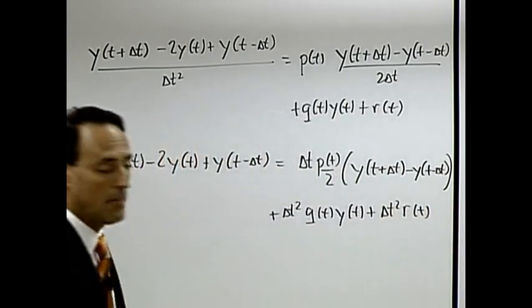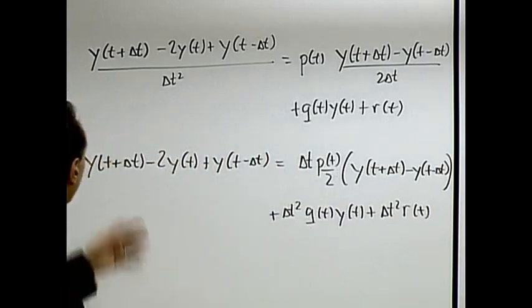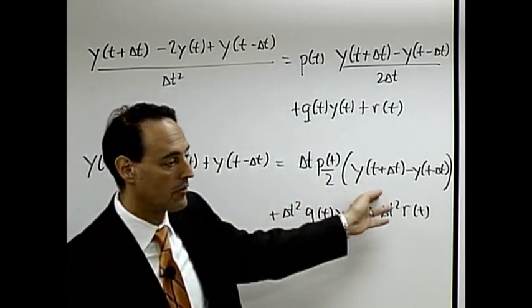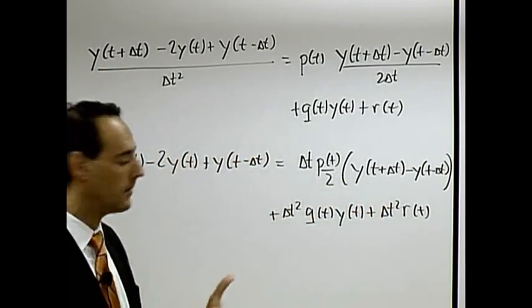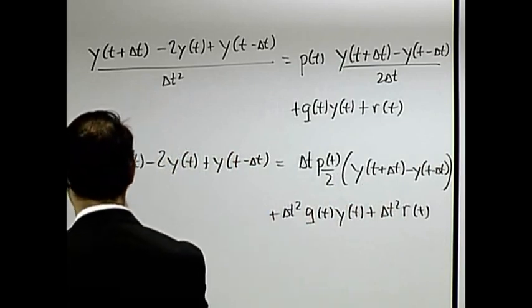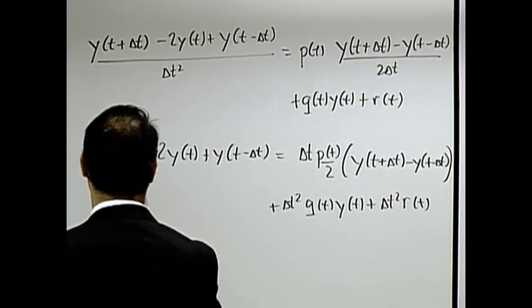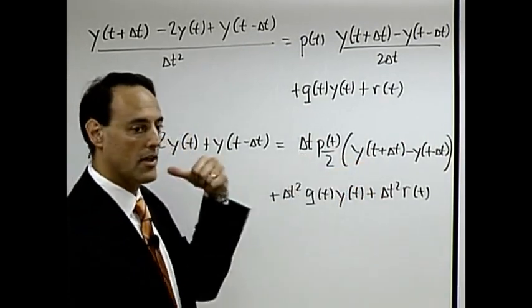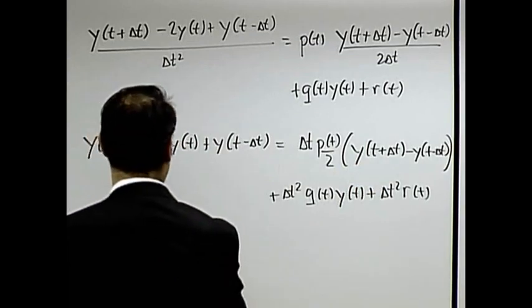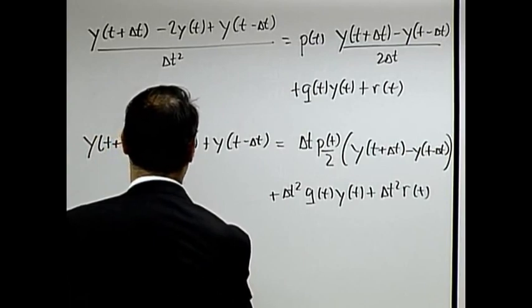Okay, there we go. Now I'm going to start collecting terms that look alike. So I have y of t plus delta t here. I have another one over here. I have y of t's. I have y of t minus delta t's. So let's collect them all together. So how many y of t plus delta t terms do I have? I have one right here. I have this one here. And when I bring it to the other side, I change signs, I get minus delta t p of t over 2.